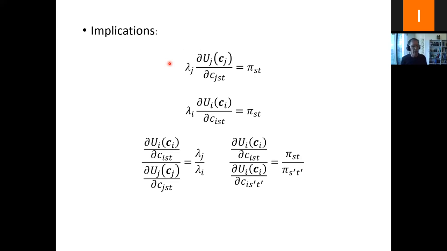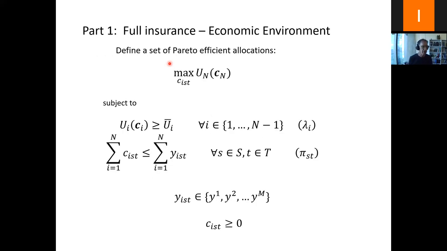Okay, so the implications of this model are very straightforward. Just think about what the first order conditions of this problem are. Let's just do the maximization. What has to be true for the optimal level of any c_{ist}, consumption for household i and state s at time t?